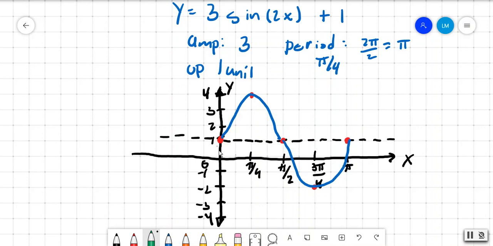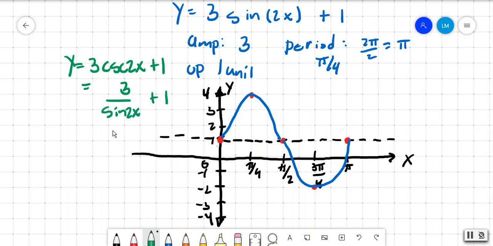Not necessarily, because again, what was the original function? The original function was y equals 3 cosecant of 2x plus 1. If you think about it like this, if you end up with 3 over sine of 2x plus 1, it's essentially more or less the same thing, where you're just setting it equal to 0 and trying to find where the original function was equal to 0, and then go from there.